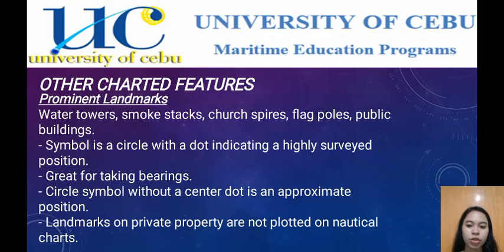Other charted features that are prominent landmarks are water towers, smokestacks, church spires, flagpoles, and public buildings. Symbol is a circle with a dot, indicating a highly surveyed position, great for taking bearings. Circle symbol without a center dot is an approximate position. Landmarks on private property are not plotted on nautical charts. Next slide.